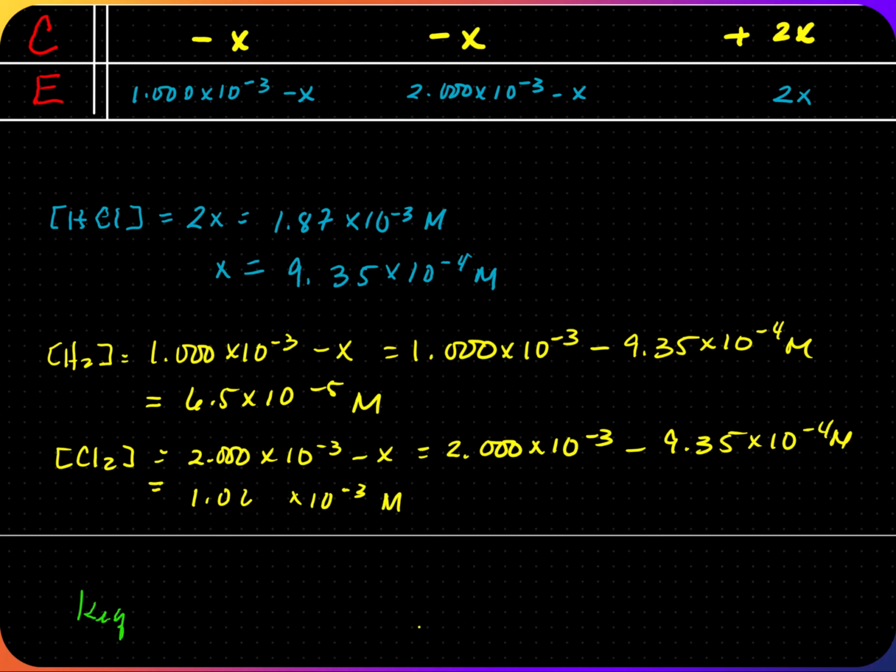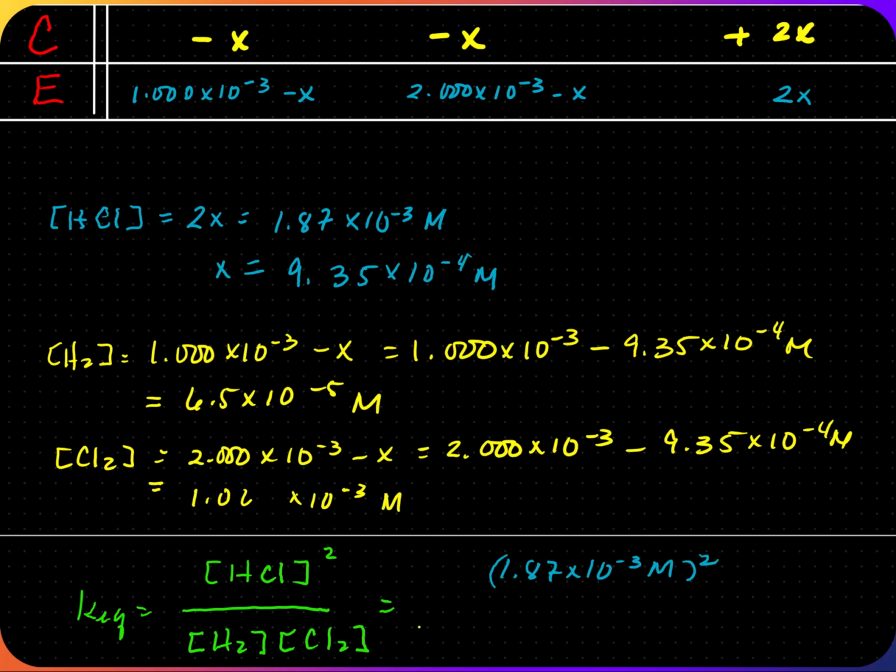So Keq is equal to the products over the reactants, which is hydrochloric acid squared, because the coefficient is 2, and the reactants are H2 times Cl2. I'm going to plug my numbers in. My HCl at equilibrium is 1.87 times 10 to the negative third molar. This is going to be squared.